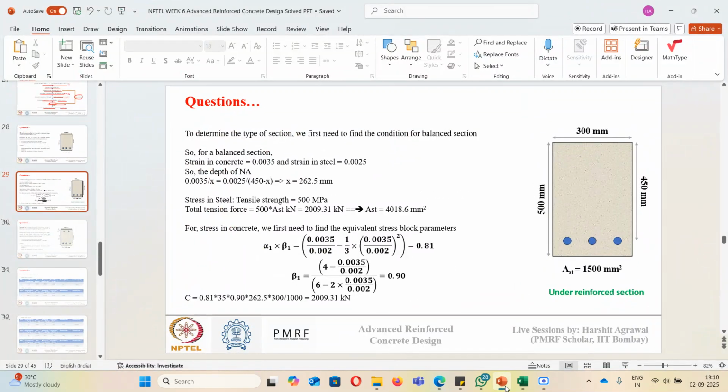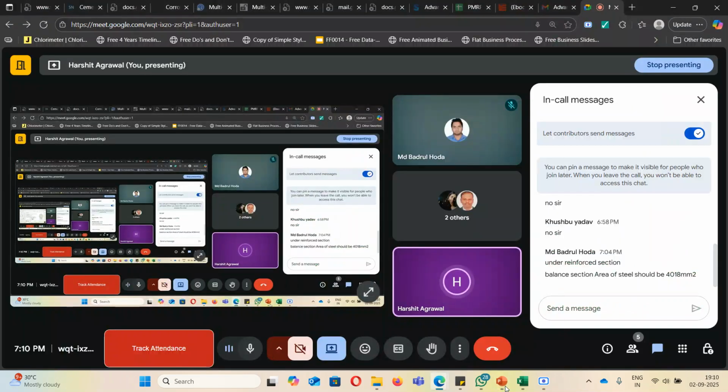Okay, now I have one more question for you. I said for an under reinforced section we don't need to provide compression reinforcement. What if I provide compression reinforcement? Whether it will increase the moment of resistance capacity?